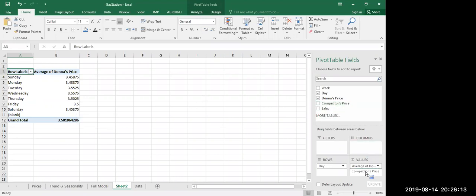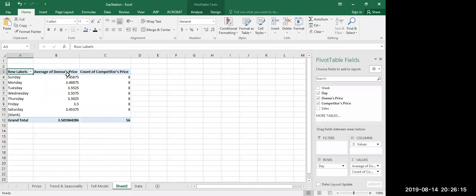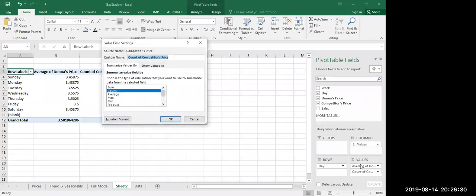So I'm going to drag them also to values. And what you'll see is they'll put Donna and her competitor next to each other. Now, it still thinks I want to count how many data points I collected, which sometimes I do. But in this case, I want to see how much they were charging on average. So again, I click on the right arrow key down and I say, what's the value of this field?